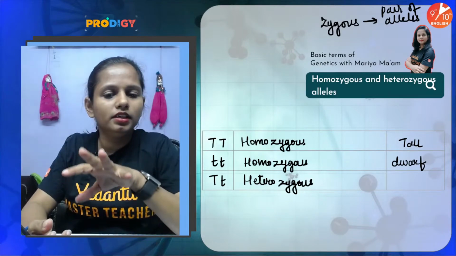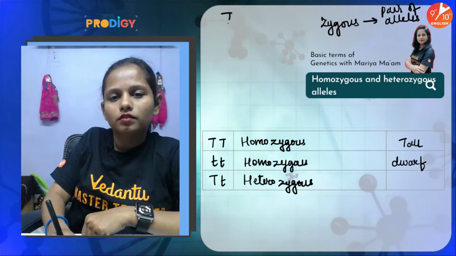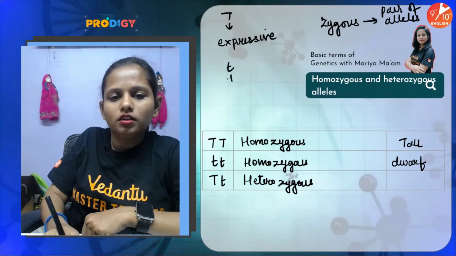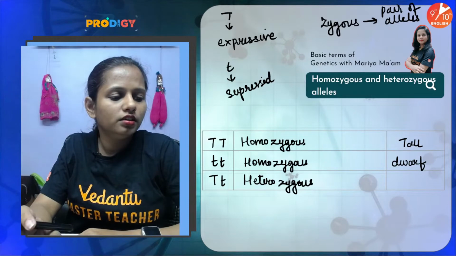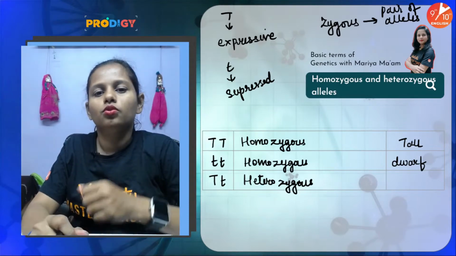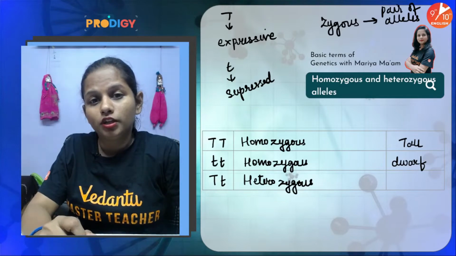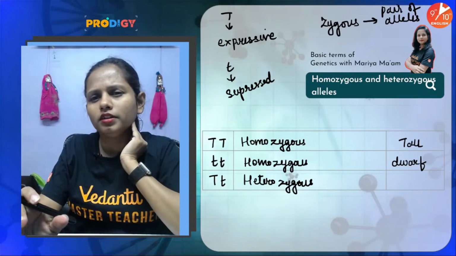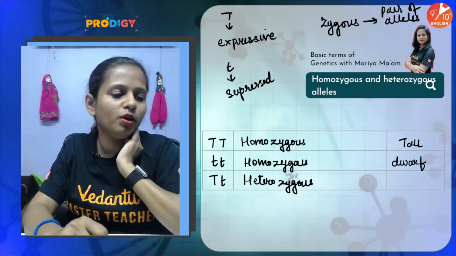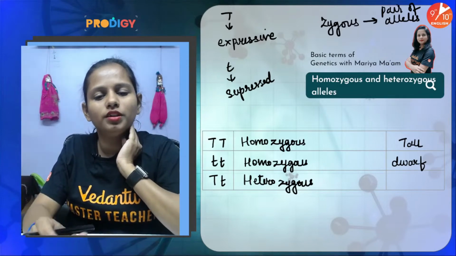So, capital T is always very expressive. And small t always gets suppressed or masked in the presence of the other one. Okay? So, capital T is the rowdy Varun Dhawan. Small t is the sober Varun Dhawan. So, rowdy is dominant over the sober one. Same thing happens over here.